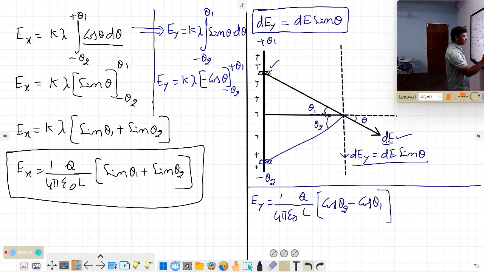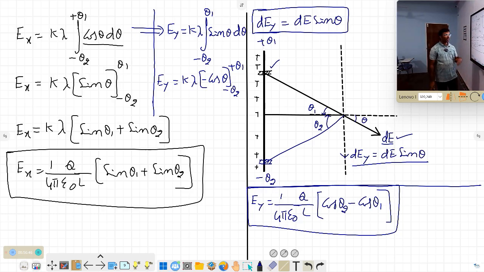So in the case of an infinite length wire, what is the expression? This is the expression for any angle, that means the elementary portion I chose is from minus theta 2 to plus theta 1, but our requirement is for infinite length. Infinite length means the elementary portion you choose has to be at infinity. So we are going to apply that condition next. These two formulas you have to keep in mind.